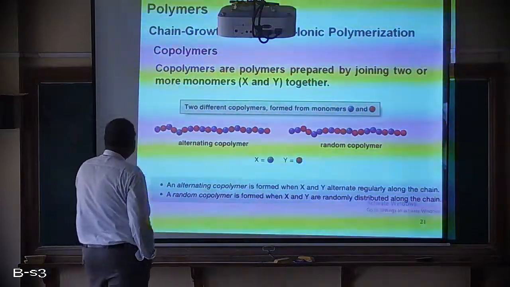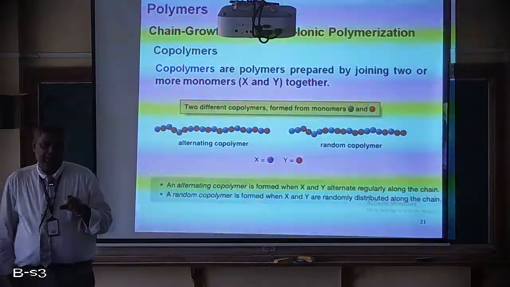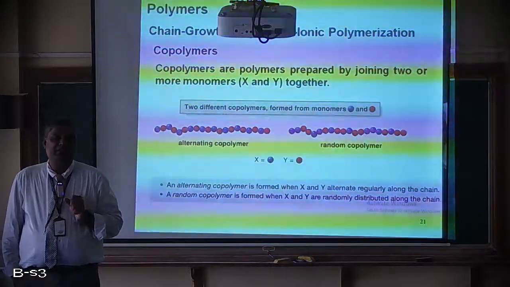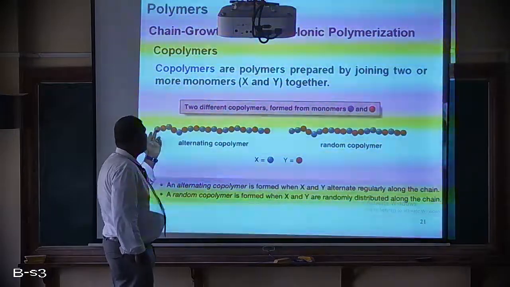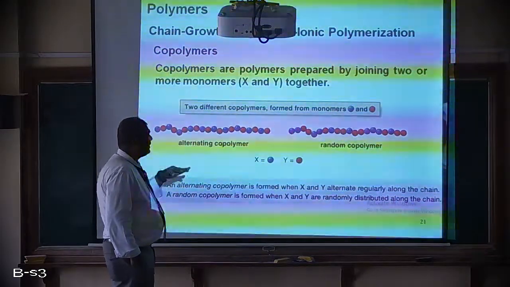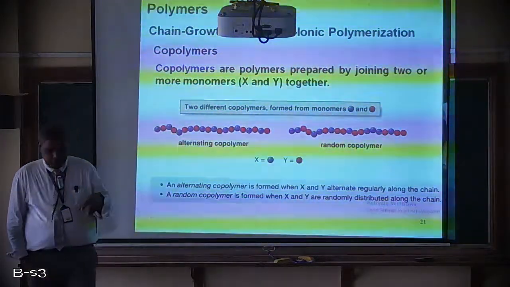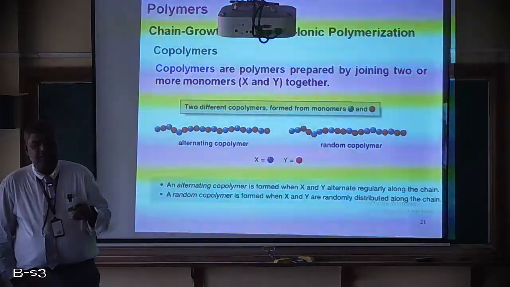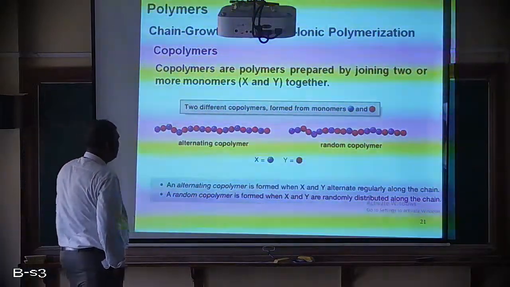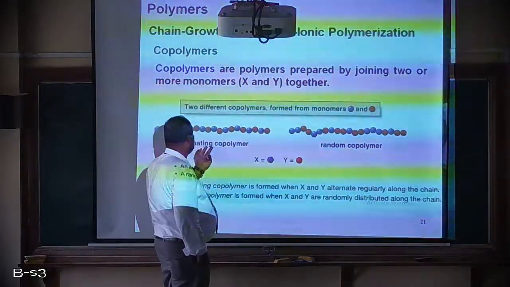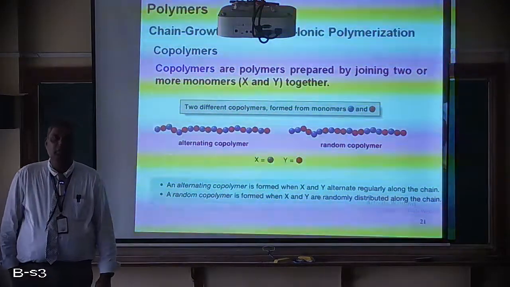But in this alternating copolymer, you can anticipate the properties just by looking at the arrangement of the molecules. If these are made up of continuous single monomers, again the properties will be different. So looking at the arrangement of molecules, it is classified as homopolymer and copolymer. Again, copolymer is classified as alternating copolymer and random copolymer.